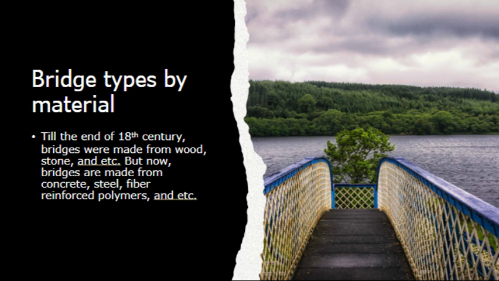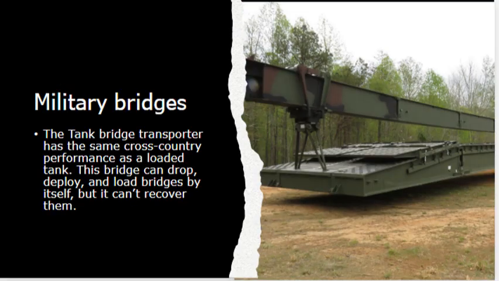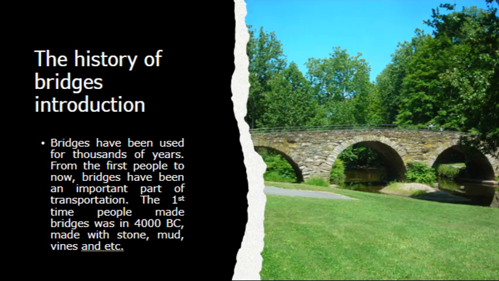Bridge types by material. Until the end of the 18th century, bridges were made from wood and stone, but now bridges are made from concrete, steel, fiber, reinforced polymers, and so on. Military bridges. The tank bridge transporter has the same cross-country performance as a loaded tank. This bridge can drop, deploy, and load bridges by itself, but it can't recover them.